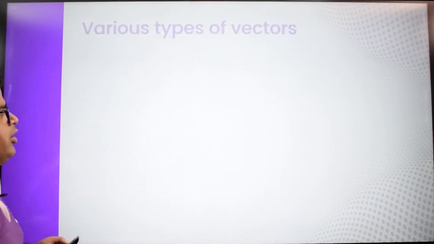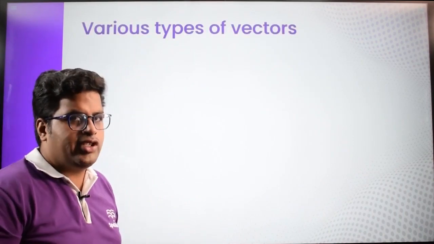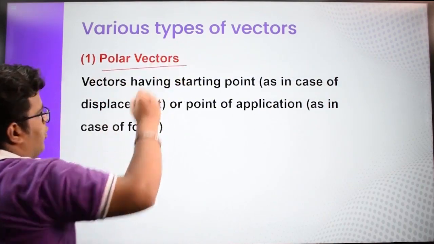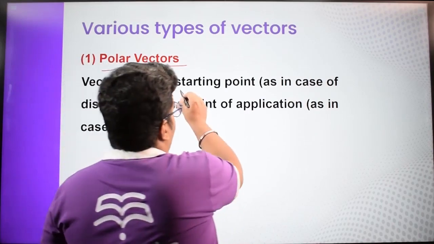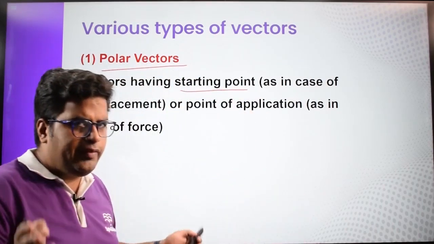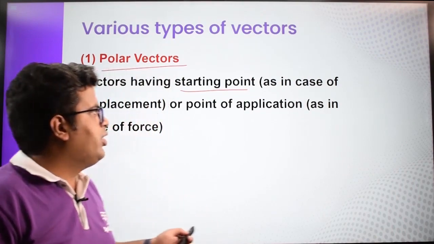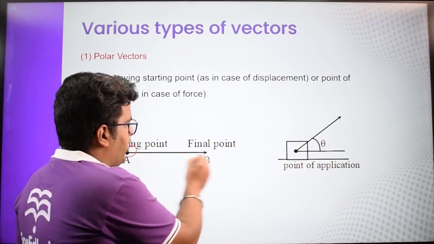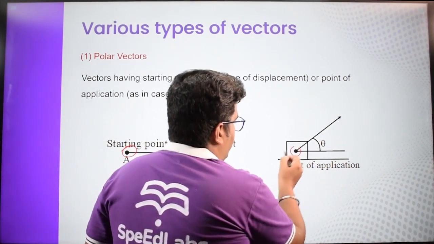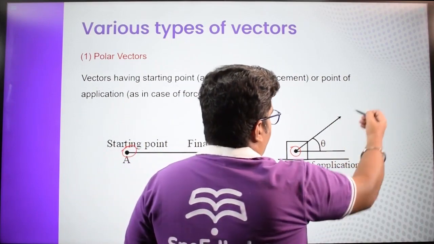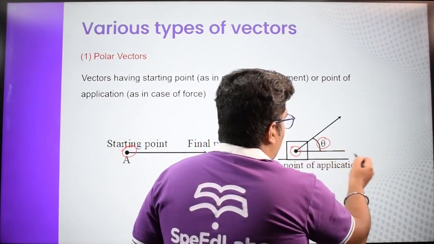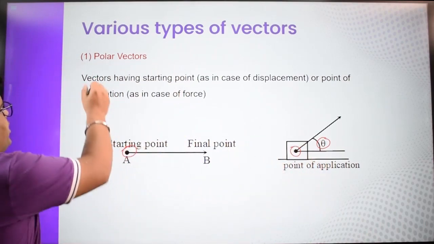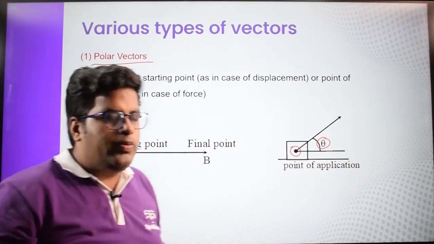Now let's see further. We have various types of vectors. Let's see them one by one. The first one is your polar vectors. Now what do you mean by polar vectors? Polar vector means having a starting point, like we have seen in the case of displacement. You can see from the diagram that there is a starting point and you are applying a force. So this is basically your point of application, and let's say this is your vector and it is making an angle of theta with the horizontal line. So that's a representation of which quantity? That's a representation of polar vectors. I hope you understood it.